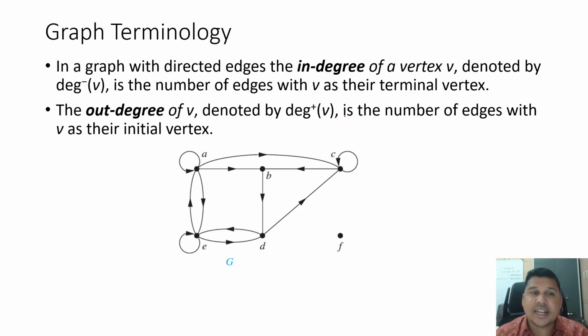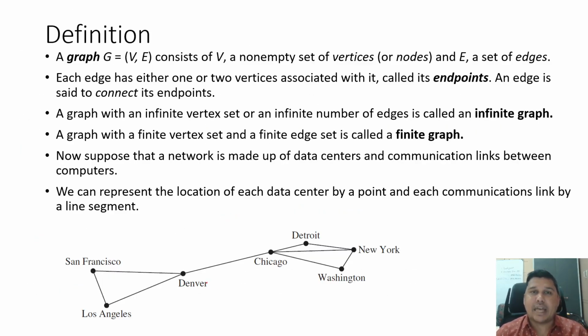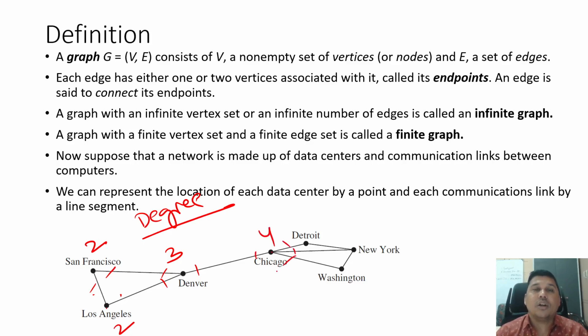For undirected graph, there is only one degree. Let us find out the degree of the vertices in this undirected graph. So San Francisco, see how many edges is it incident with? 2 edges, so its degree is 2. Los Angeles, again degree is 2. Denver 1, 2 and 3. Chicago, you see 1, 2, 3, 4. Detroit 2, New York 1, 2, 3. Washington 2. So these are the degrees of the graph.